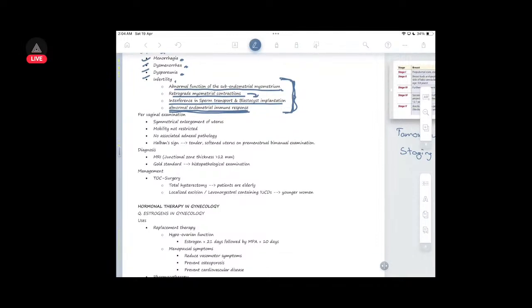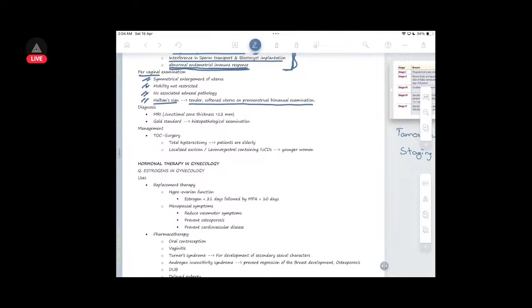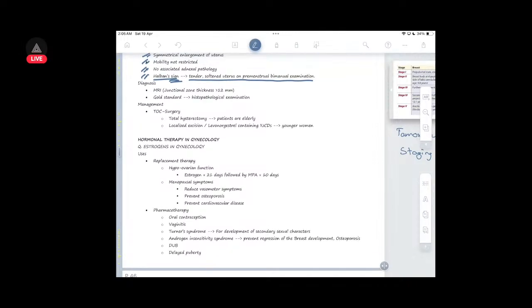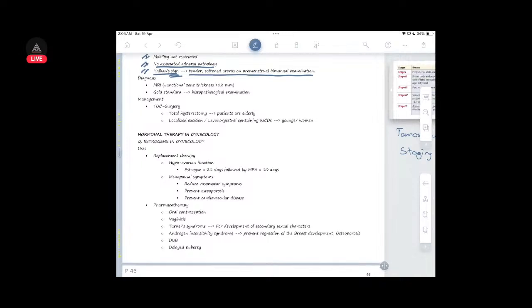Then on PV examination, you will find symmetrical enlargement of the uterus. Mobility is not restricted, and there is no associated adnexal pathology. Halban sign is a tender softened uterus on premenstrual bimanual examination. Mobility is not restricted, symmetrical enlargement of the uterus is seen, and no other adnexal pathology is there.